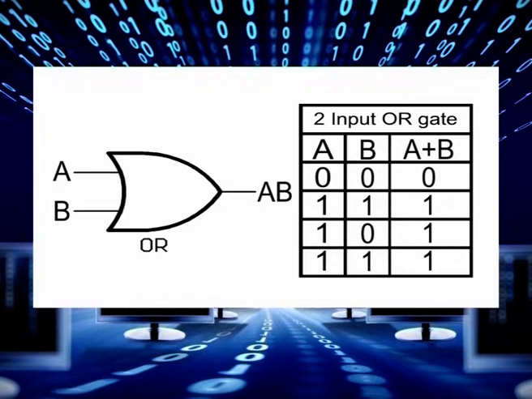In the truth table, we can easily notice that the output is 1 when either of the inputs A or B is 1, or both the inputs A and B are 1. The output is 0 only when both A and B are 0.